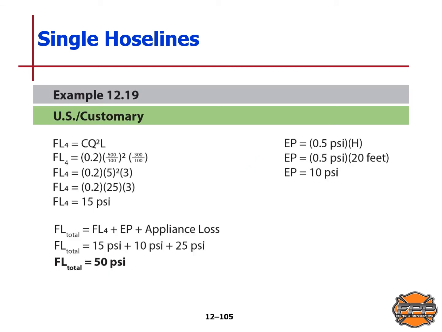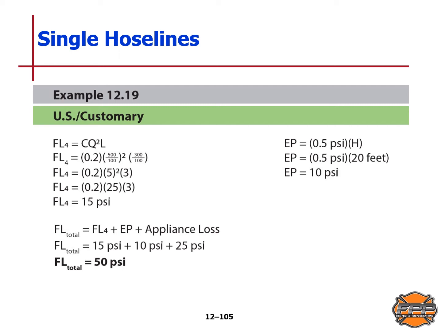For friction loss 2, you go to example 12.19. It's a slight variation on the regular formula, which is FL = CQ²L. FL equals 0.02, which is your coefficient, times 500 divided by 100, which is your flow, squared, times 300 divided by 100, which is your hose length divided by 100. Then you continue the math. FL equals 0.02 times 5 squared times 3. FL equals 0.02 times 25 times 3. So your friction loss equals 15 psi.